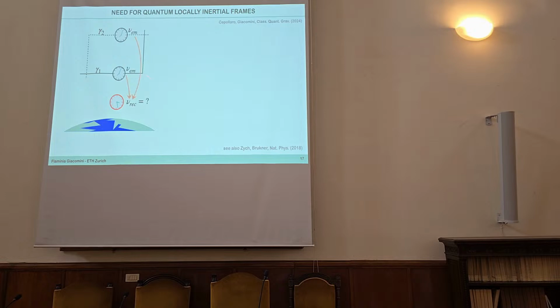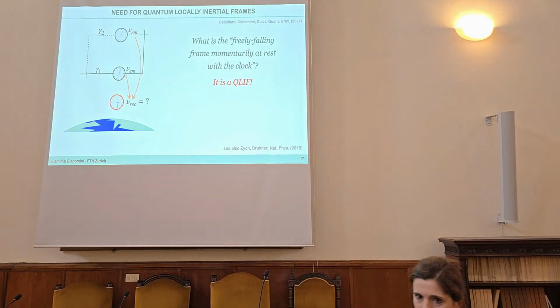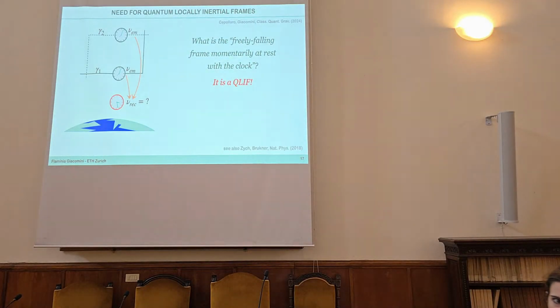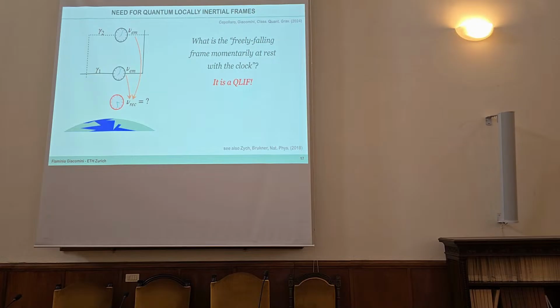So now imagine that clock 2 emits a photon at some frequency and sends it to clock 1. We do not know anymore at this point which frequency clock 1 will receive, because we have a quantum superposition of paths, so we will have a quantum superposition of gravitational time dilations. So we need to define a freely falling frame momentarily at rest with the clock, according to tests of universality of gravitational redshift. Here we do not have a single frame, so what we need is a quantum reference frame, basically a quantum local inertial frame.